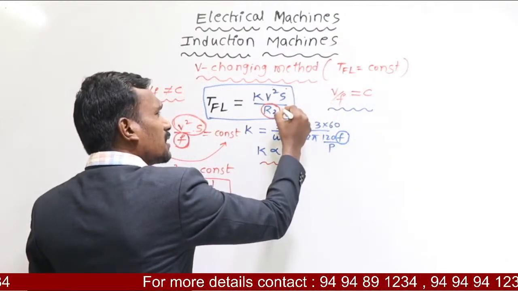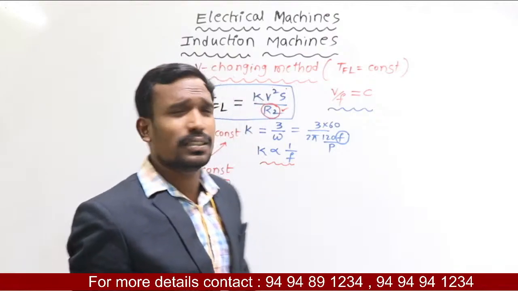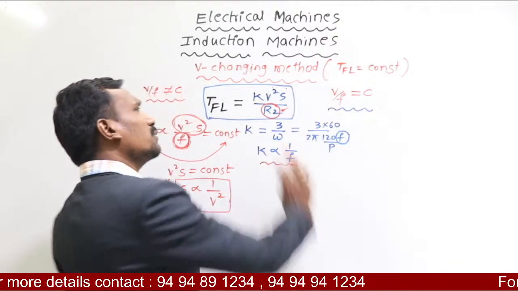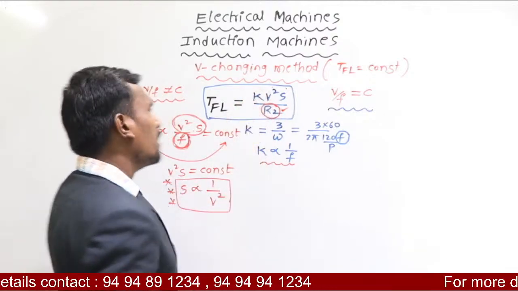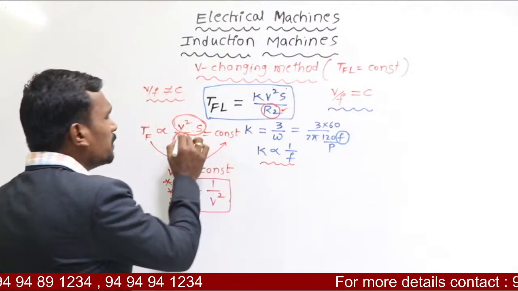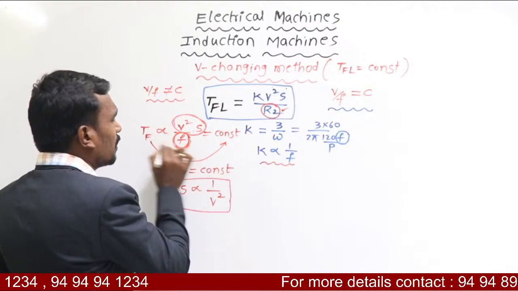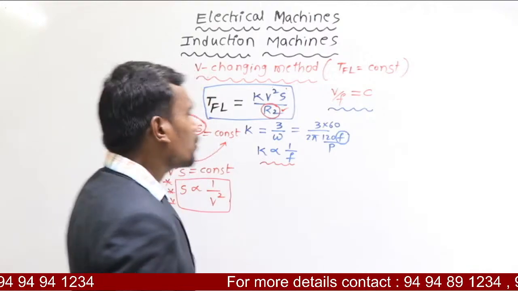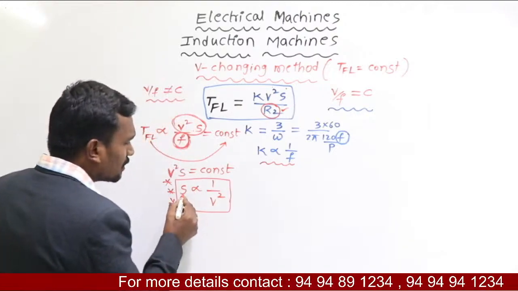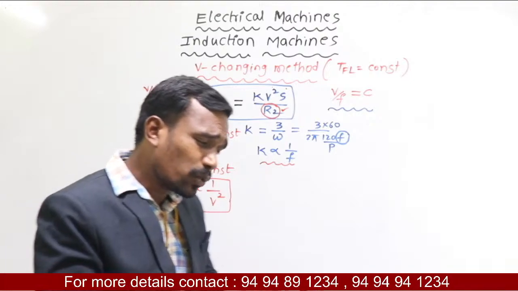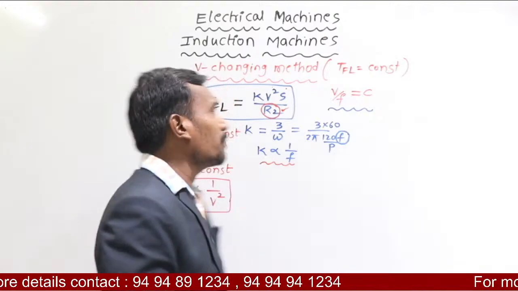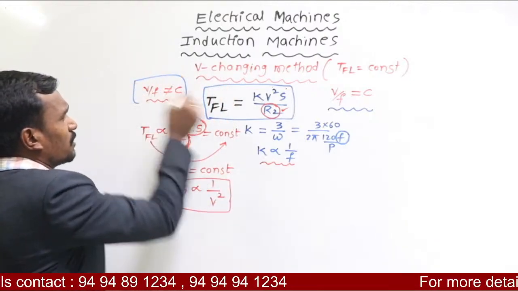But here the rotor resistance is already constant. We are not changing the rotor resistance. Of course, the frequency is also constant, we are not changing the frequency. That's why K is already constant here. But we are changing the voltage, and respectively the slip also changes. If the combination is constant, then the total full load torque is also constant. So to get the full load torque constant, V square S should be constant, nothing but the slip is inversely proportional to V square. This is the speed control method of voltage changing with V by F ratio not constant.